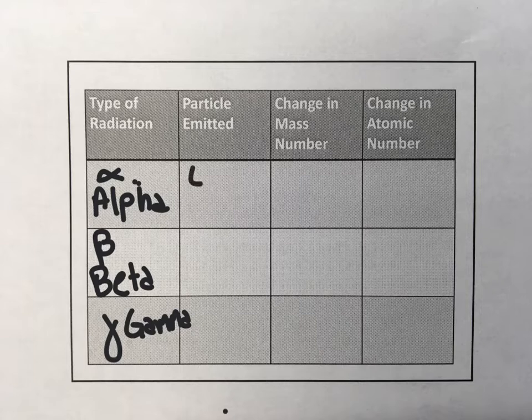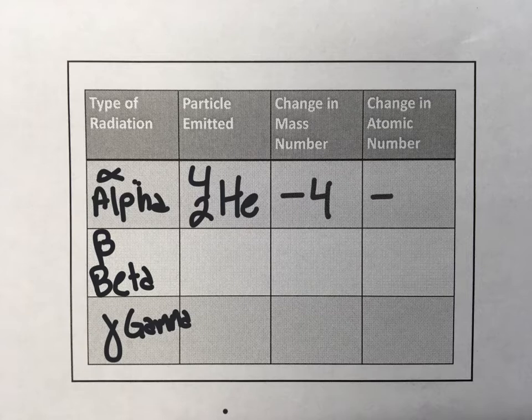In alpha decay, we lose a helium nucleus from our isotope, which causes our mass number to decrease by 4 and our atomic number to decrease by 2.